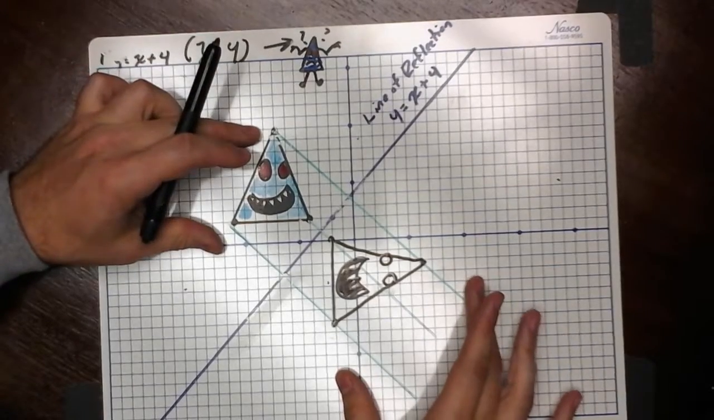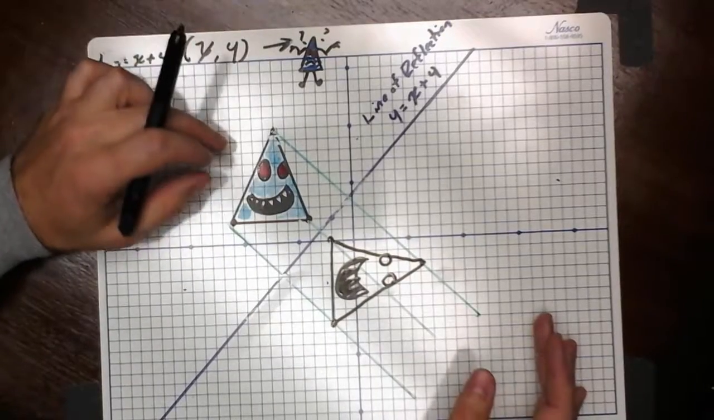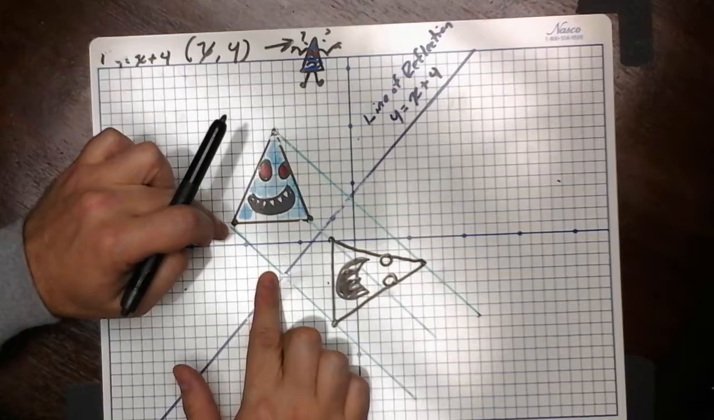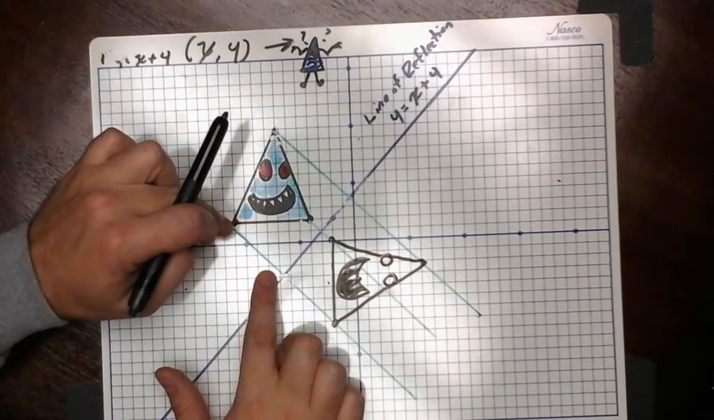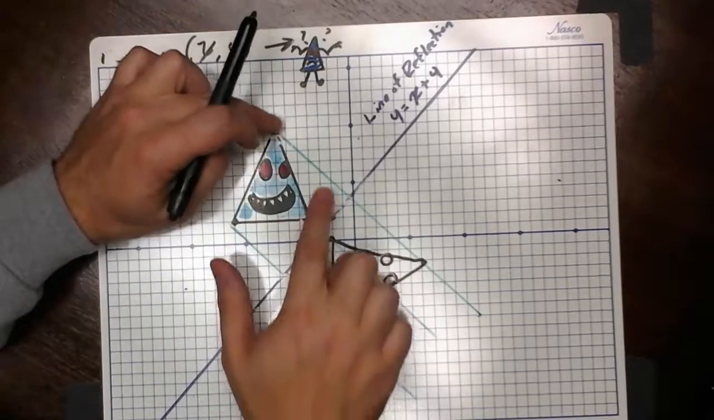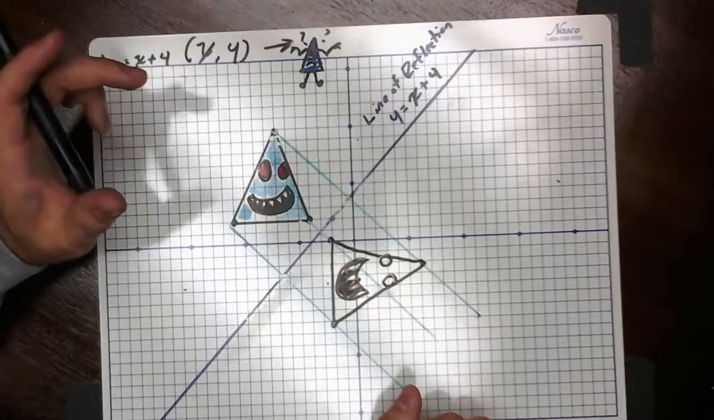You could draw these perpendicular lines, or lines that are creating a right angle across the line of reflection, and just count the distance. Count the distance towards the line of reflection, then count away. However you want to look at it.